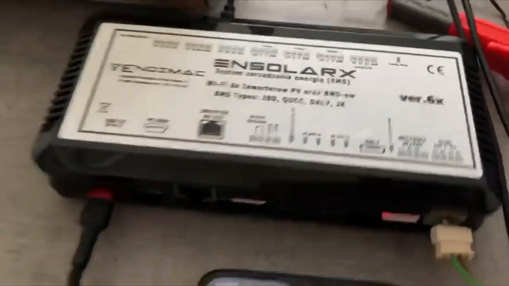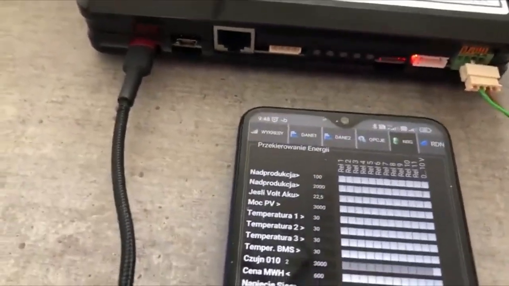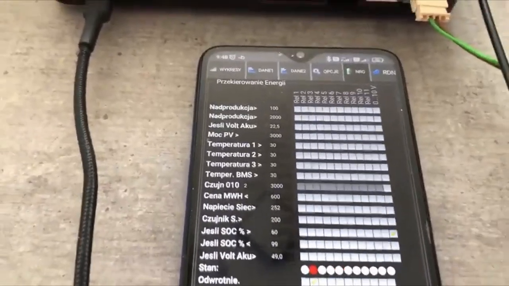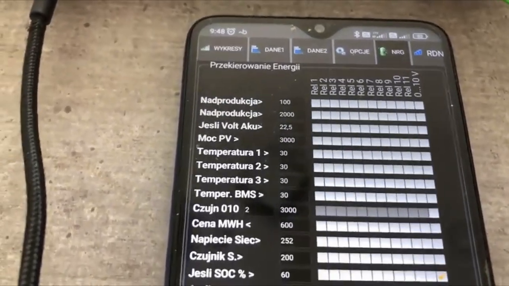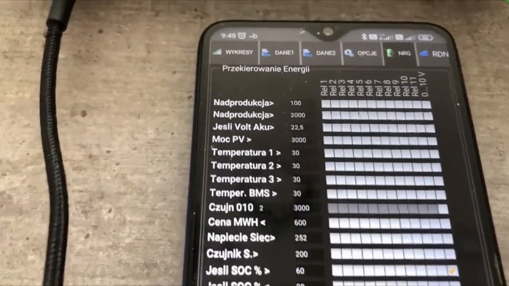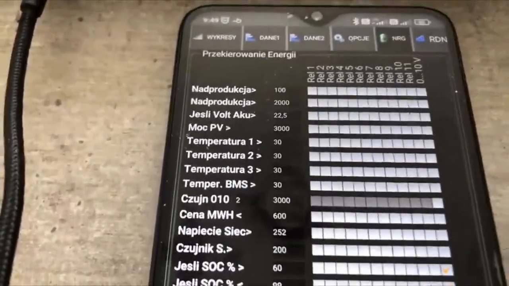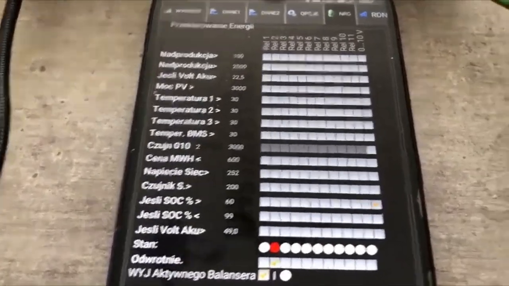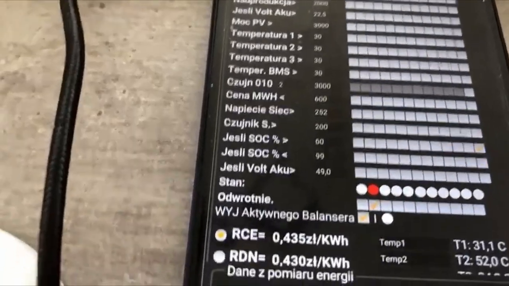There are these sockets. We can have 11 outputs here, on one of which is smooth regulation from 0 to 10 volts. We can connect a heater and redirect the surplus energy from the PV installation depending on many factors, whether it's overproduction or surplus energy, whether it's a certain temperature, whether it's dependent on the price on the electricity exchange, or depending on the voltage in the network.